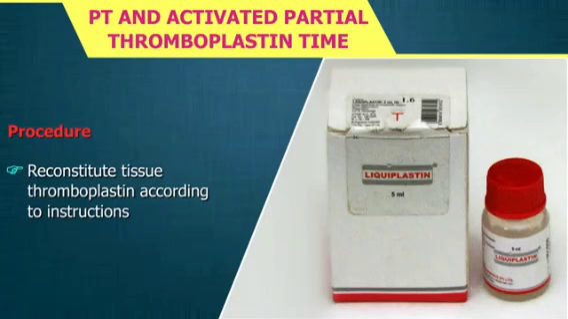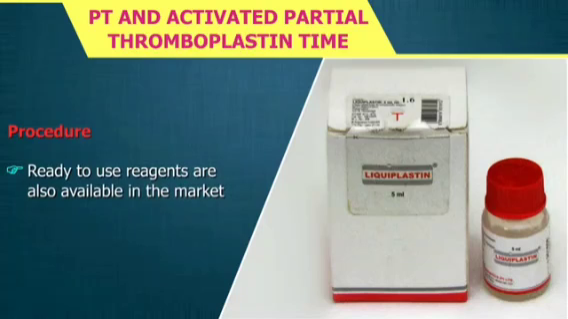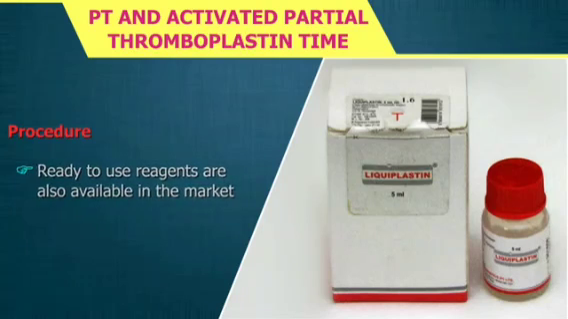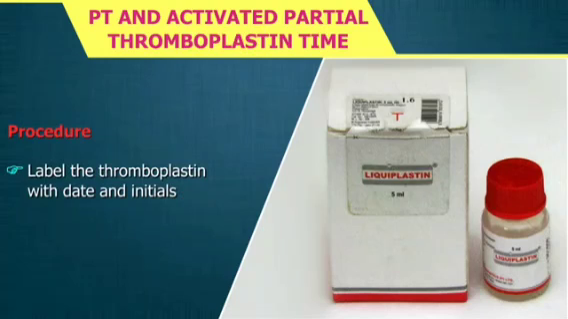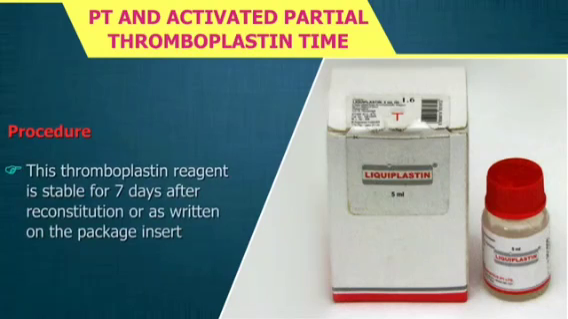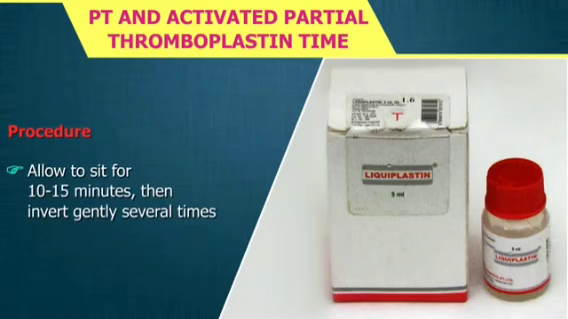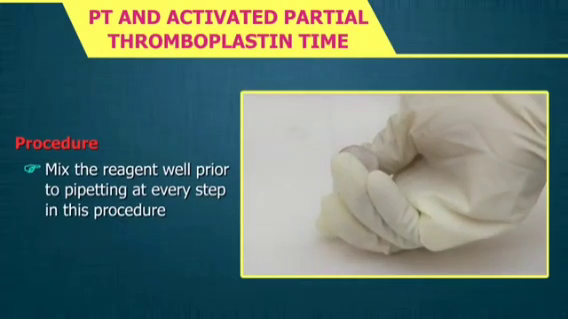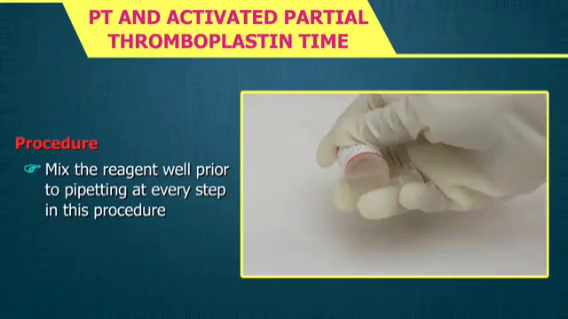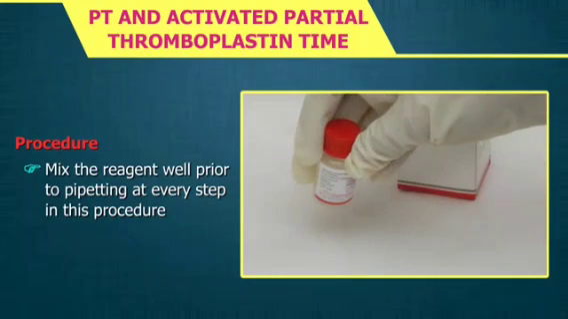Reconstitute the tissue thromboplastin according to the instructions. Ready-to-use reagents are also available in the market. Label the thromboplastin with date and initials. This thromboplastin reagent is stable for 7 days after reconstitution or as written on the package insert. Allow to sit for 10 to 15 minutes, then invert gently several times. Mix the reagent well prior to pipetting at every step in this procedure.